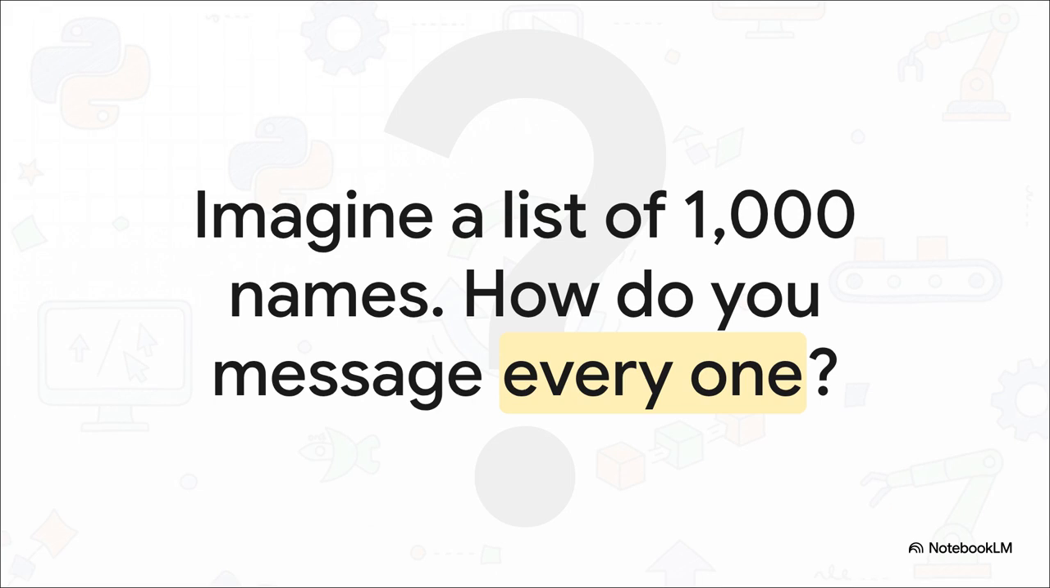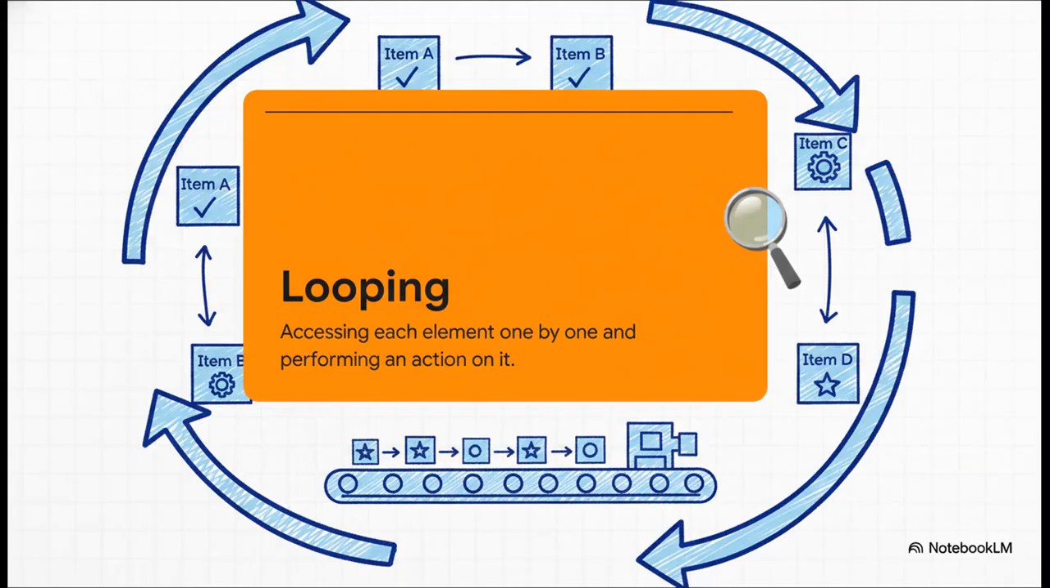So just imagine this for a second. You've got a list, a massive one, with 1,000 names, and you need to send a personal greeting to every single person on that list. I mean, what's the plan? Are you going to copy and paste 1,000 times? No way. It's not just tedious, it's a guaranteed way to make a mistake. This is exactly the kind of problem programming was designed to solve. And the solution, it turns out, is incredibly elegant.